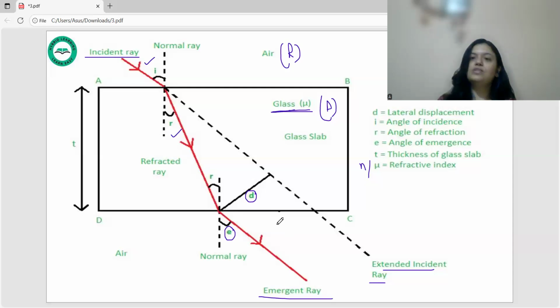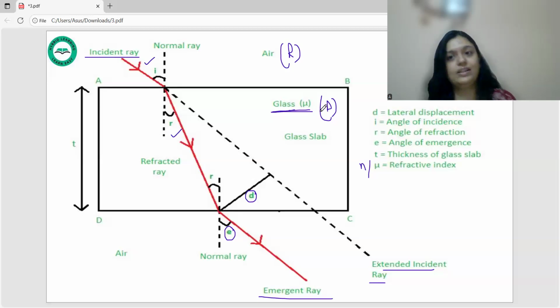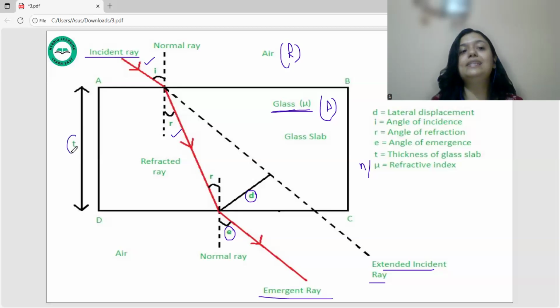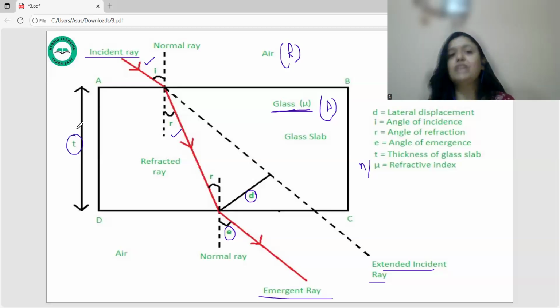Now, what are the factors on which this lateral displacement depends? It depends definitely on your angle of incidence, because once you change this, your E will definitely change. So I will be a very important parameter here, and obviously your mu, which is the refractive index of the medium, and T, the thickness of the slab. If you change the width of the slab, obviously the whole refraction part will change, and this value can also change. So this is the important point.